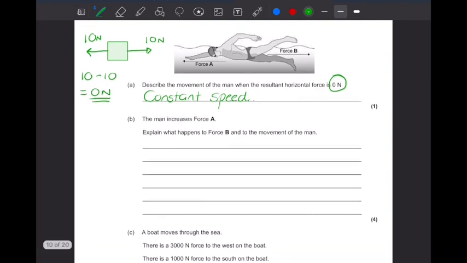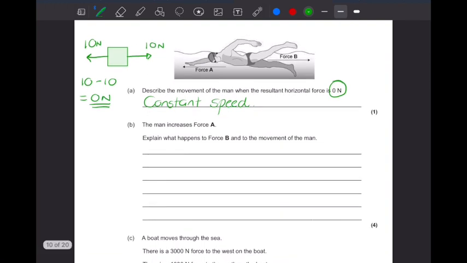The man increases force A. Explain what happens to force B and to the movement of the man. And it's worth 4 marks. So, it's going to require a bit of a longer answer, this one. And it is also an explain question, so we have to say why.